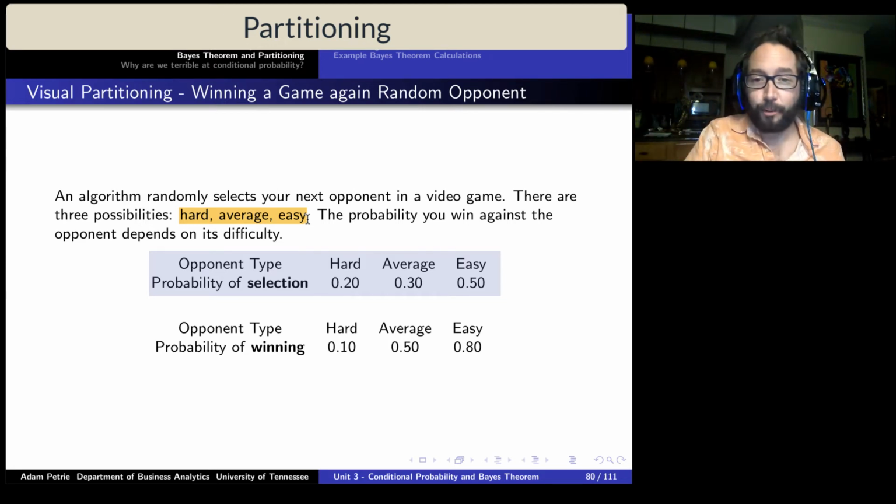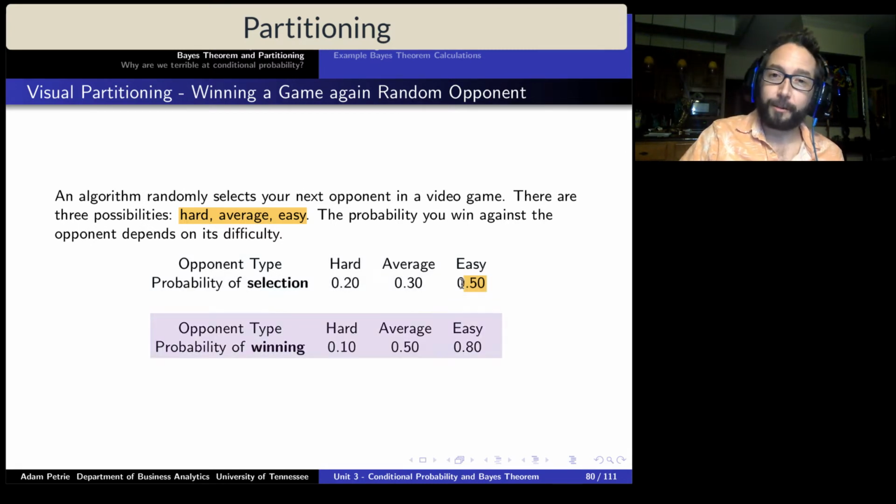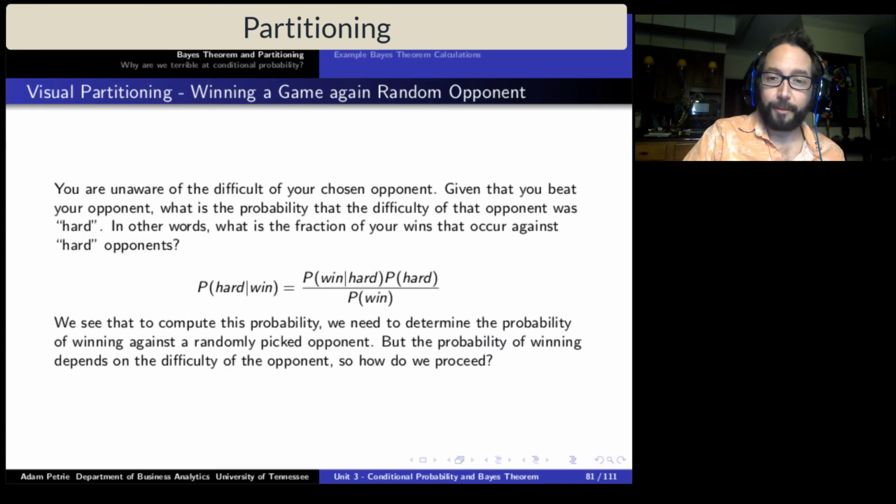And they're not all equally likely. In fact, it's more likely than others for you to be faced with an easy opponent, followed by average, and then hard only at 20% here. Now, obviously, easy opponents are going to be easier to beat, harder opponents harder to beat. Let's say that based on your skill level, the probability of you winning against a hard opponent is only 10%. Whereas the probability of you winning against an easy opponent is 80%. So, opponent randomly selected, they're going to vary in difficulty. Not all difficulties are equally likely. And then you're either going to win or you're going to lose. But those win probabilities change depending on the difficulty of your opponent.